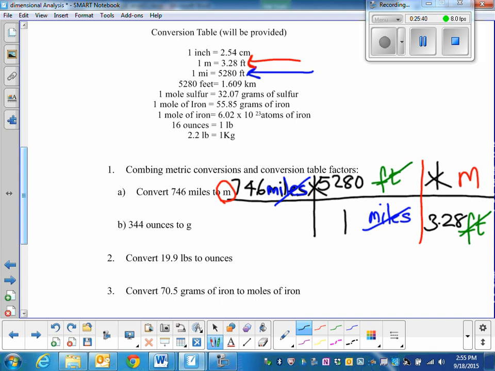So you do your study guide. You understand? Do the back, do the dimensional analysis problems.